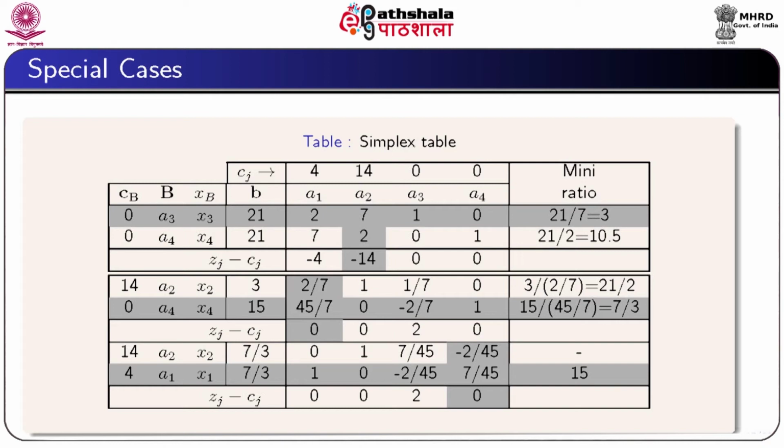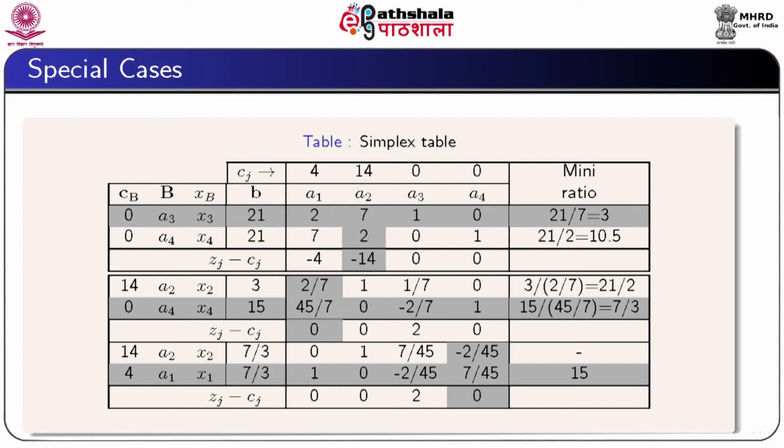Thus, by entering A1 into the basis, we can obtain another optimal solution as x1 equal to 7 by 3 and x2 equal to 7 by 3, and in that case the value of the objective function remains the same at 42.